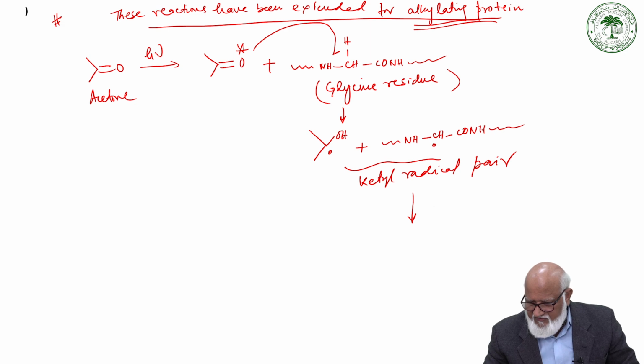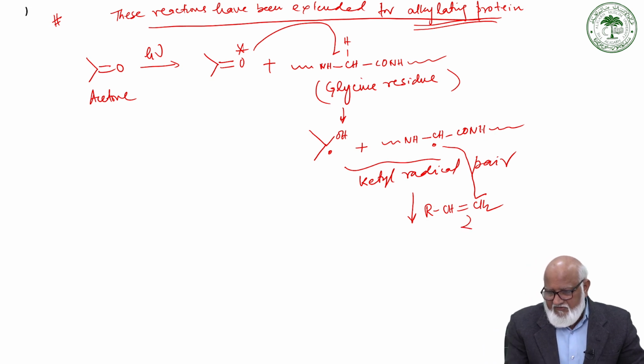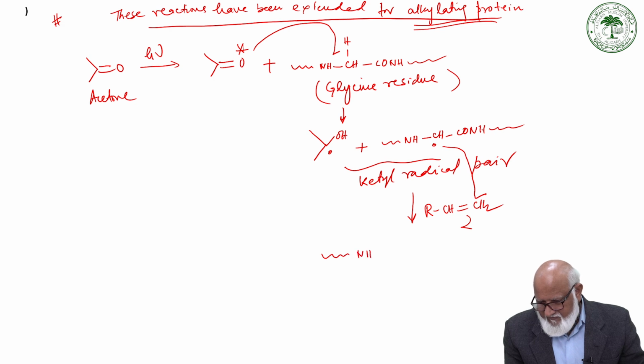The reaction of this, so R, CH double bond CH2 is a substituted alkene. This can add to this carbon because it is going to give a secondary, more stable radical, because the other attack is going to give a primary radical. So this will lead to NH, CH, CH2, CHR radical here, CONH.